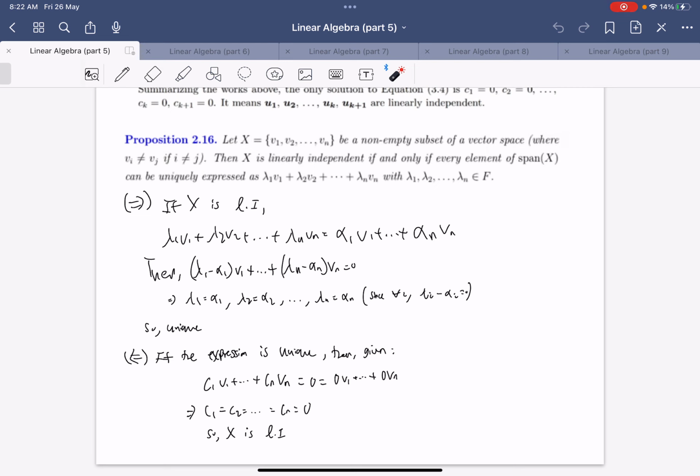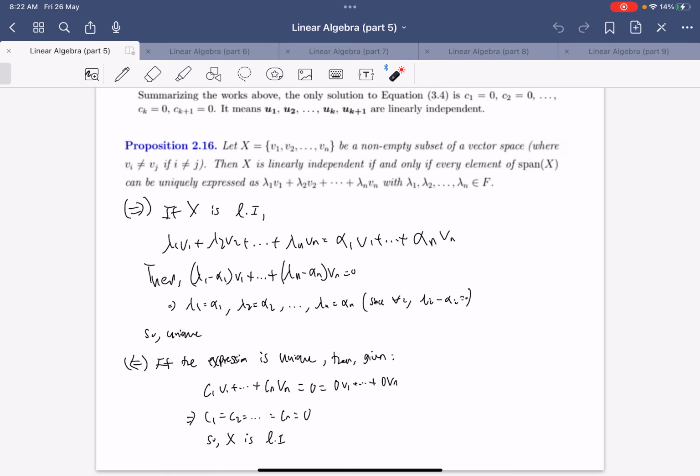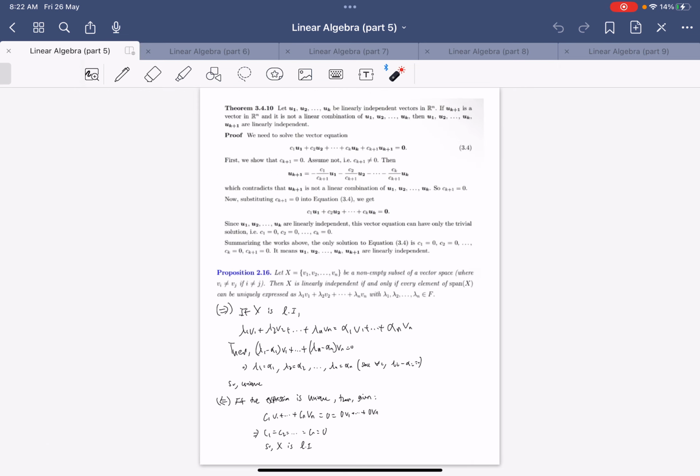So this shows that linear independence allows us to write elements uniquely in the span. And this will be the idea in the next video, where I talk about the basis.